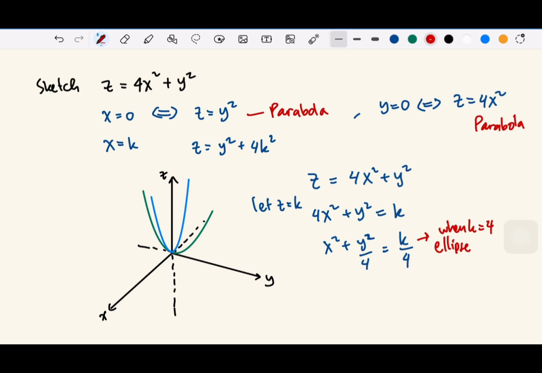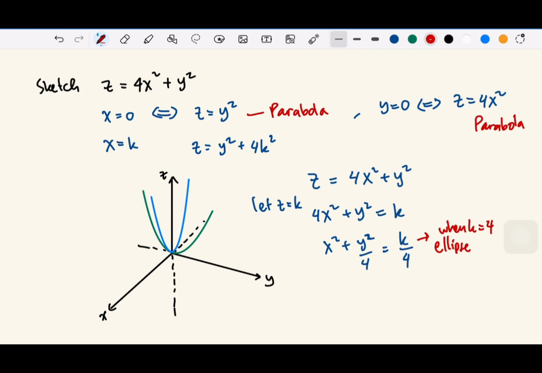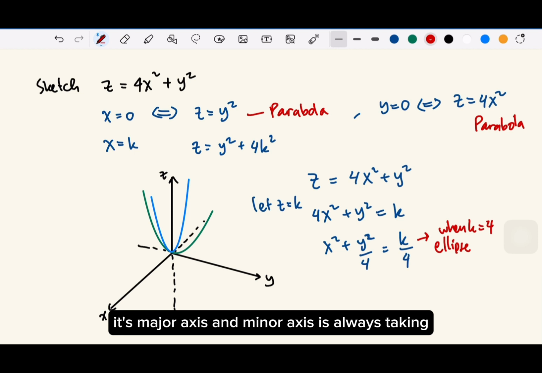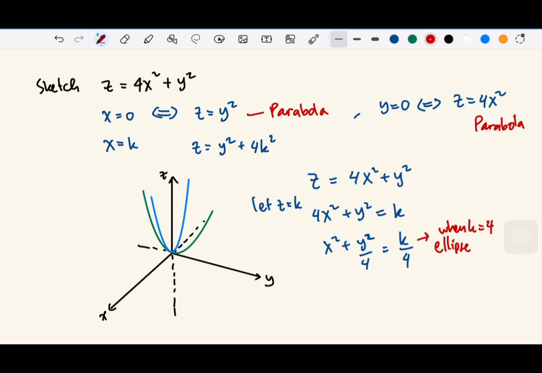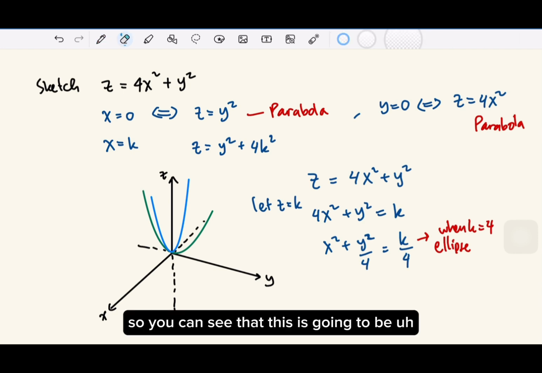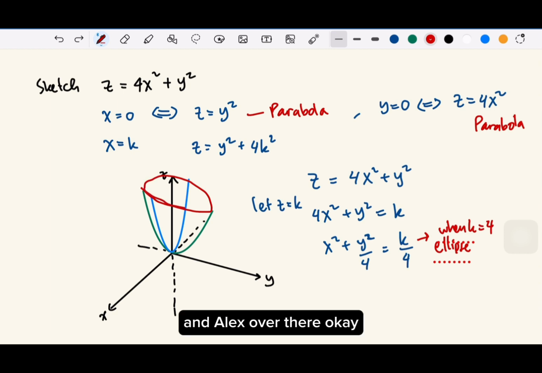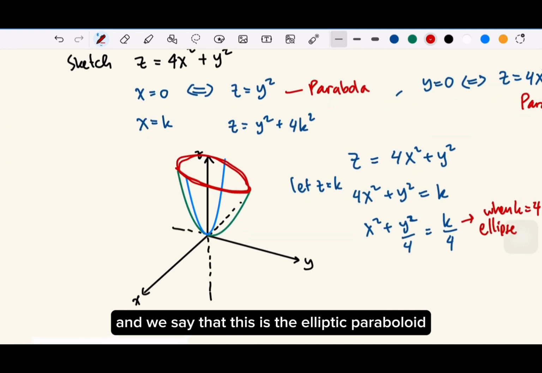So that means the trace above this part will be an ellipse. And you will see that the ellipse will change its axes. Its major axis and minor axis, they always change along the way on the z-axis. So you could see that this is going to be an ellipse over there, okay? And we say that this is the elliptic paraboloid.